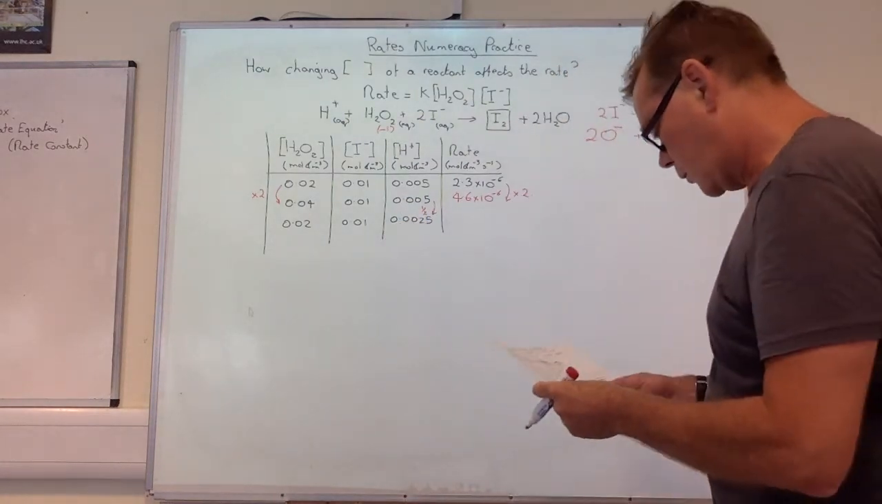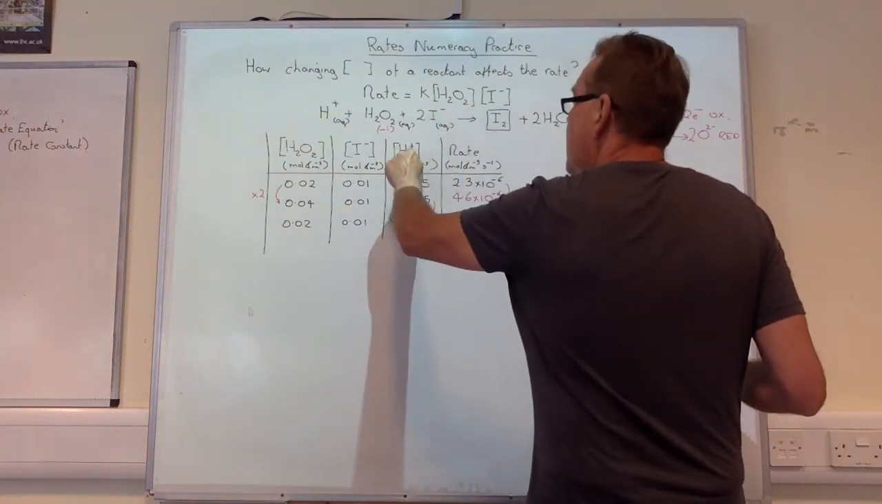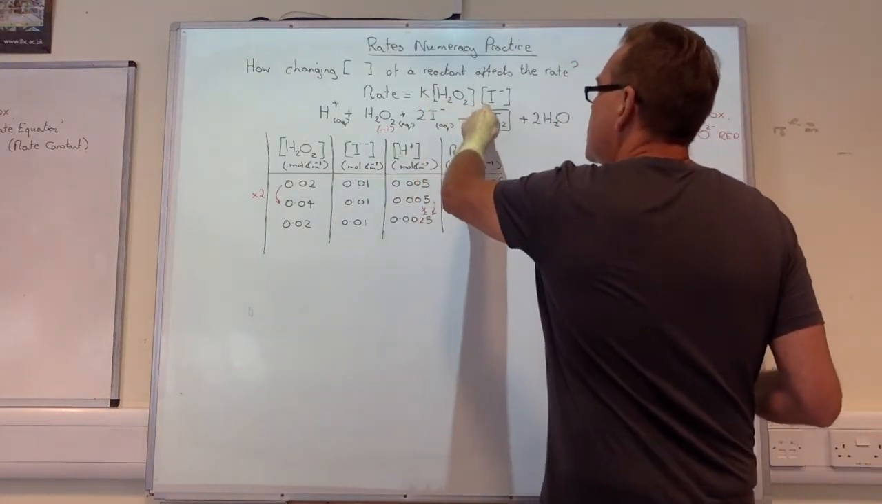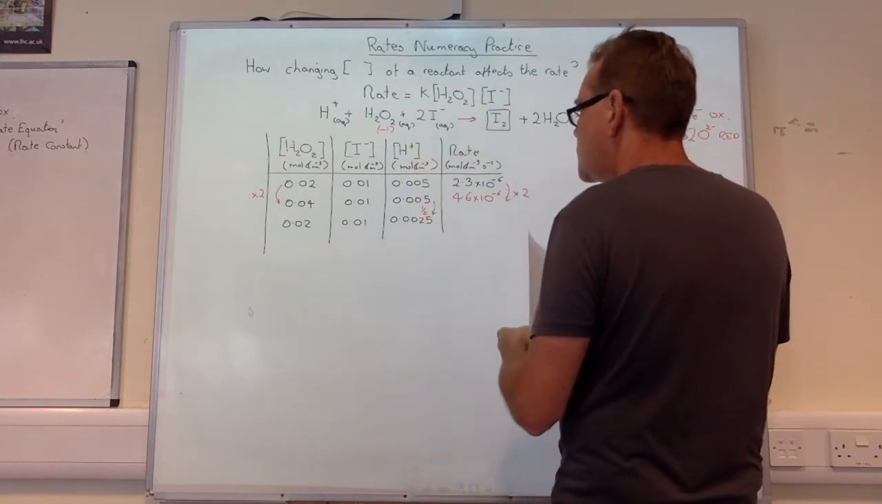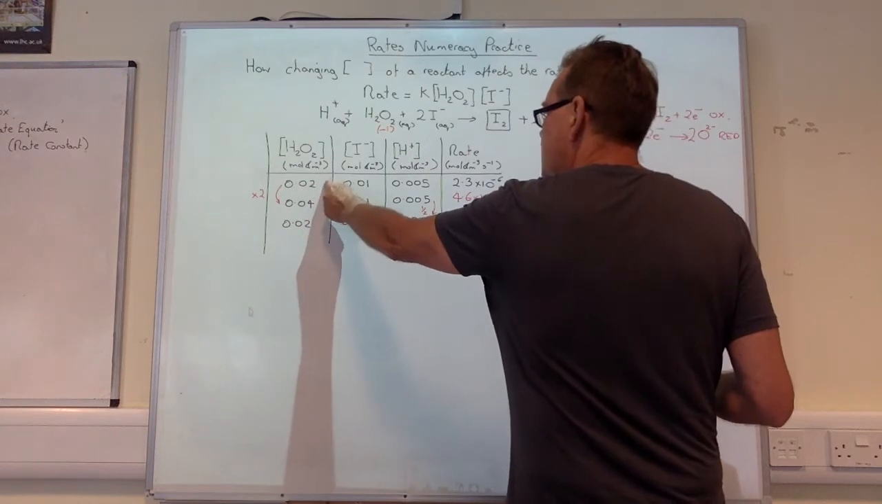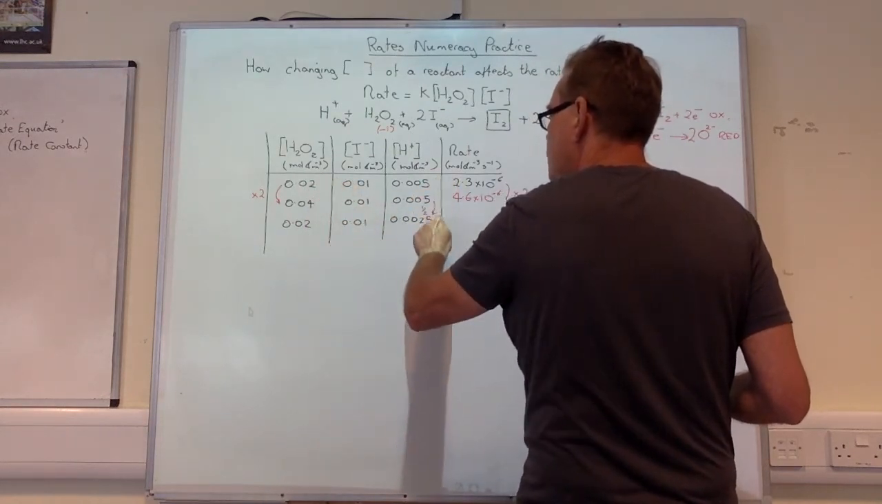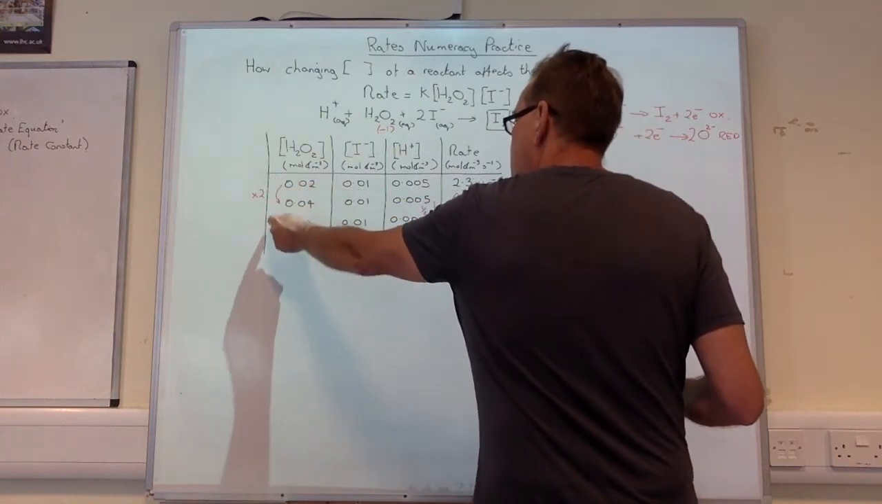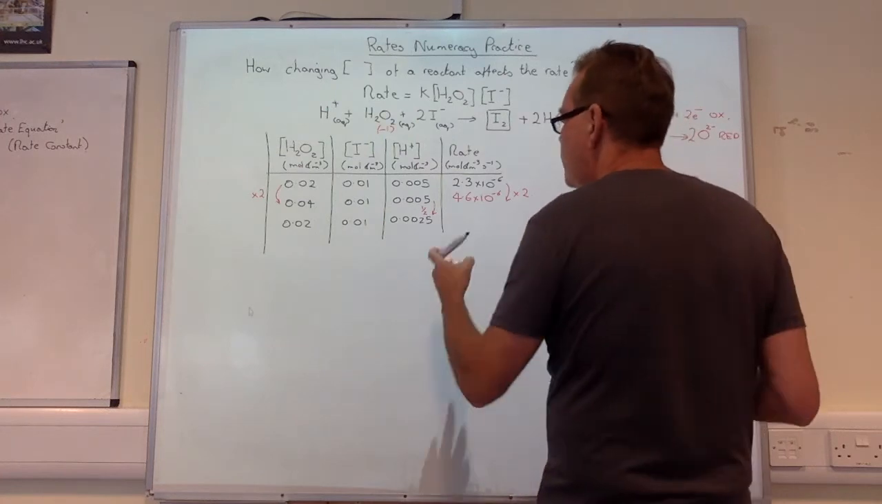Answer, of course, no effect at all, because that H plus doesn't appear in the rate equation, so whatever you do to this H plus does not affect the rate whatsoever. So you go from that to that, and that gives you that rate, just the fact that we're going that down. So you look at that line and that line there, halving the rate, no effect.